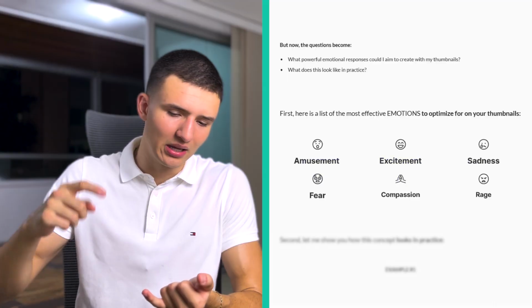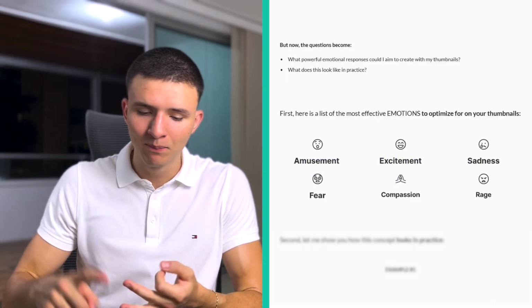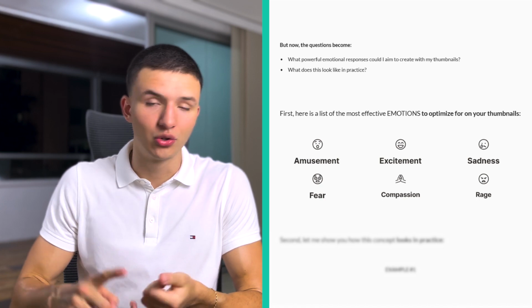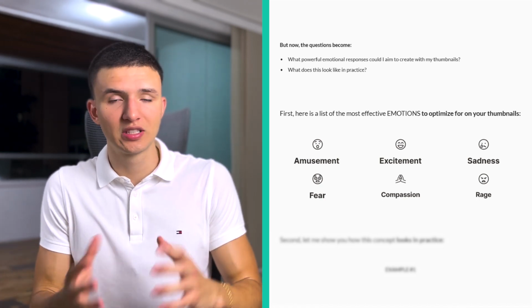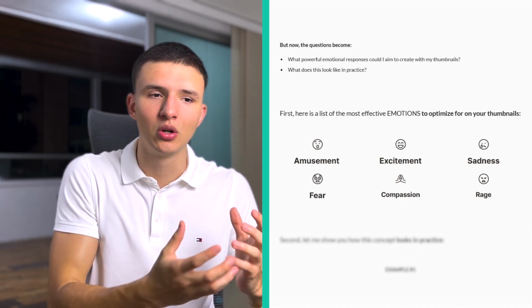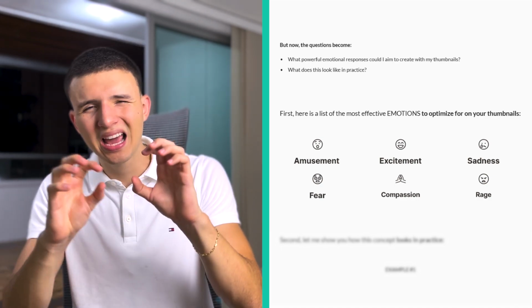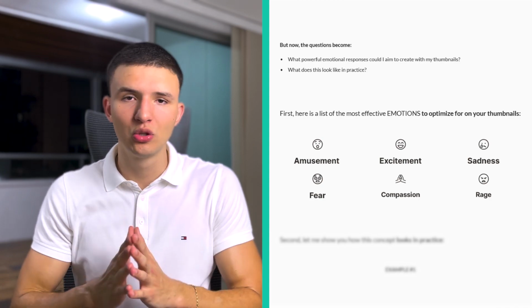So first, some of the strongest emotional responses that you could probably be optimizing towards include amusement, excitement, sadness, fear, compassion, rage. So if you can create a sense of any of these emotional responses through the way that you design the thumbnail, the concept behind the video, the title, like the actual video idea, you'll be doing already a great job. Now, moving away from that, how does this actually look in practice?